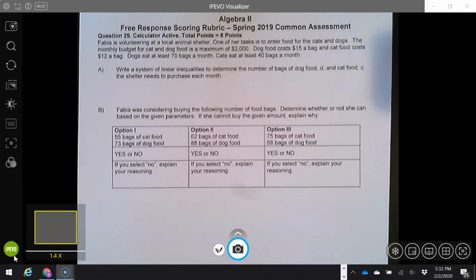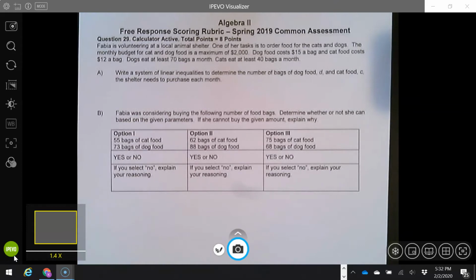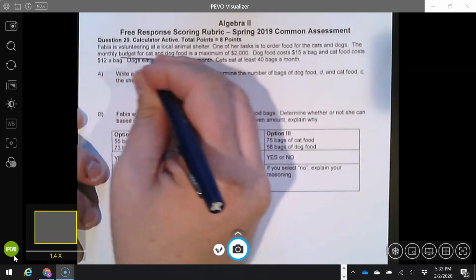All right, friends, let's keep going. Question 29. Fabia is volunteering at a local animal shelter. One of her tasks is to order food for the cats and the dogs. The monthly budget for cat and dog food is a maximum of $2,000.